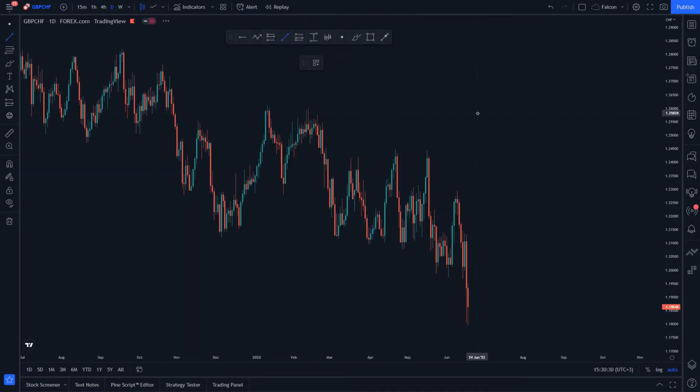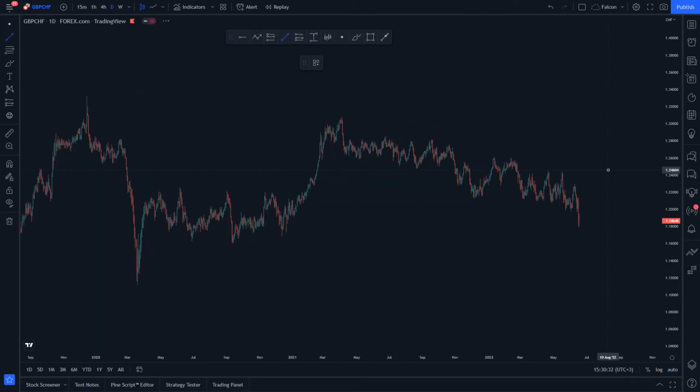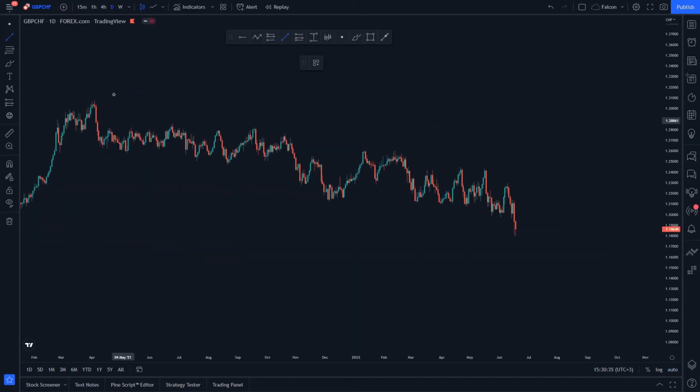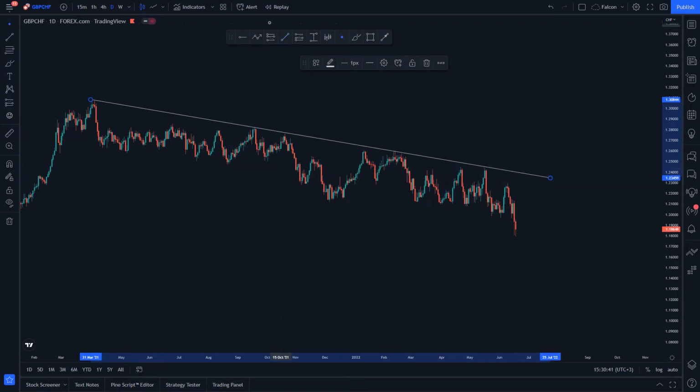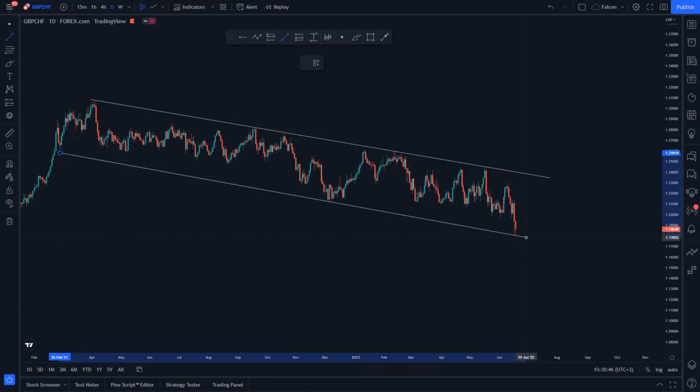Let's go down to a daily to see if we can get patterns. Okay, straight from the bat, I can see the upper trend line over there. Then we have the lower pattern over there. Nice. Okay, this one is shaping up nicely.